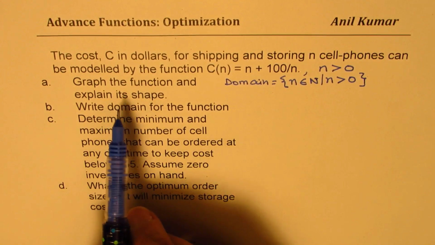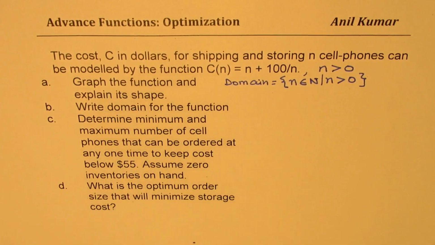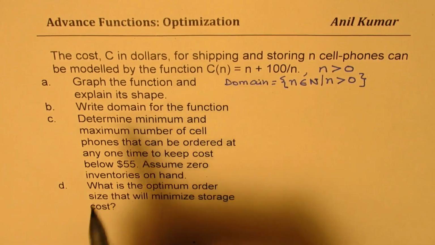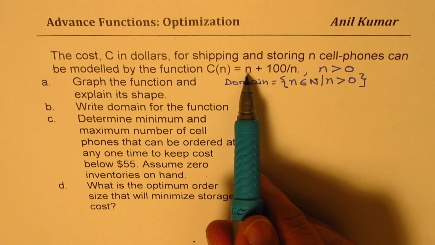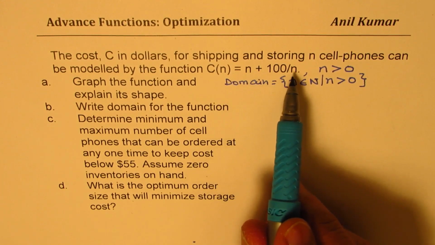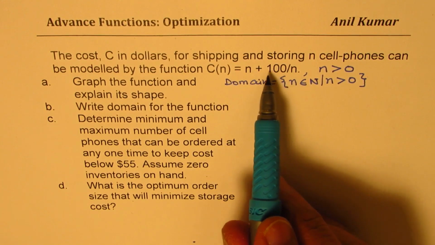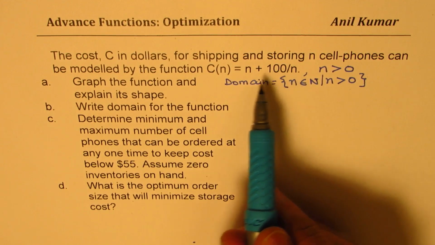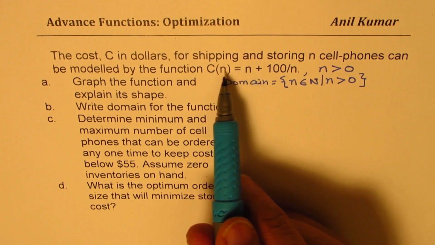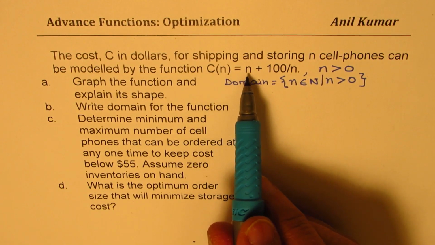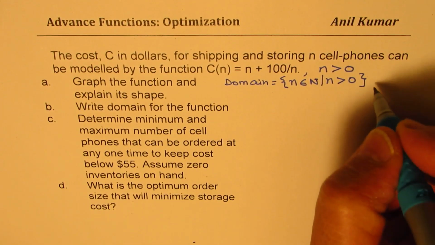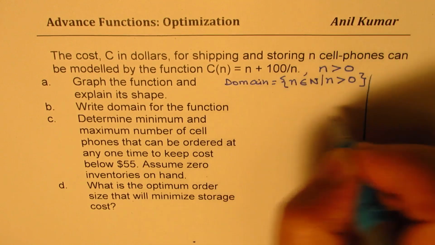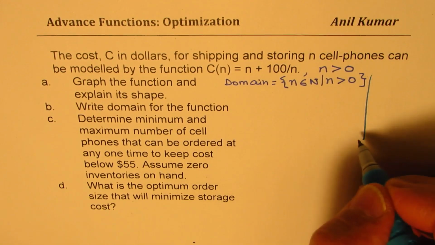Okay. Now let's talk about the graph itself. The graph of this function will have an oblique asymptote, which is as n approaches very large value, 100 over n will approach 0. So y equals n or cost equals n will be the oblique asymptote, right? So I'll sketch a small graph here. We'll answer the question in the rest of the page.